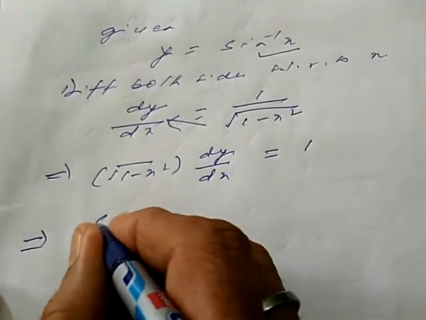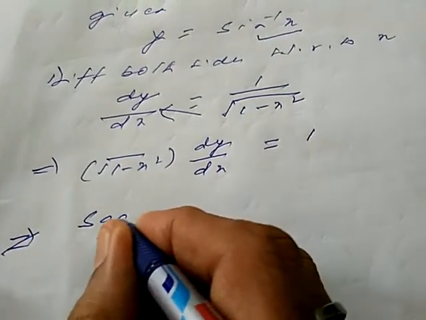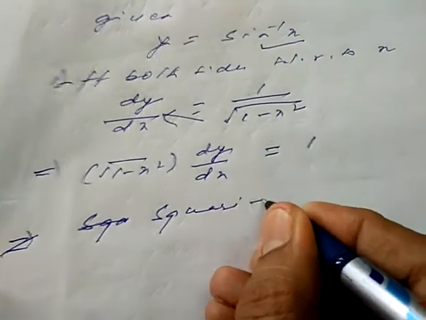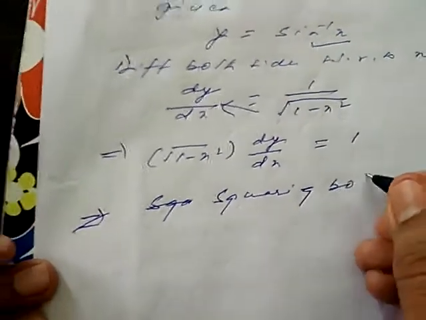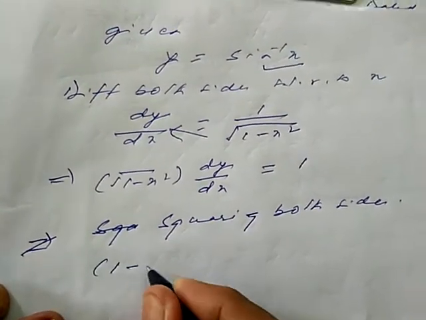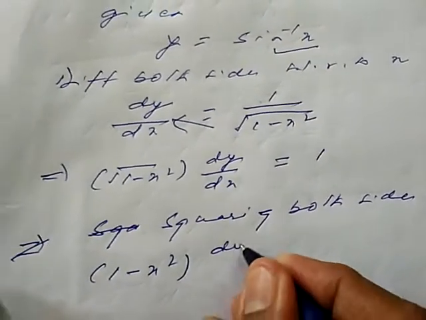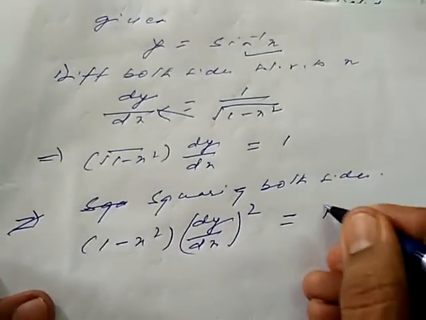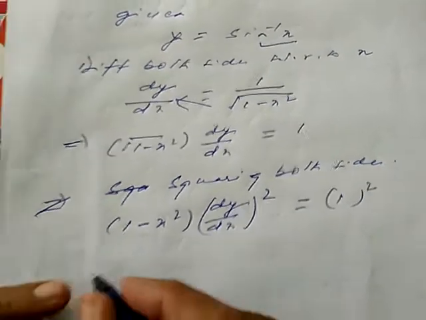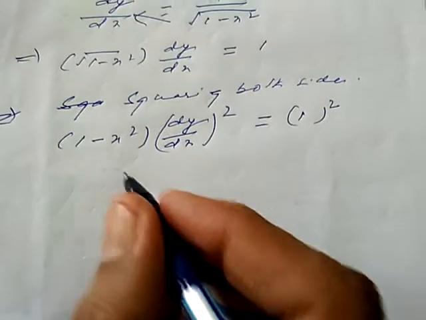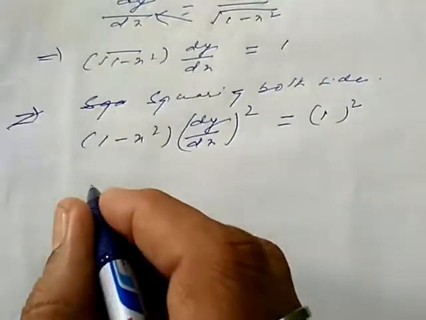Now for further proceeding, I am squaring both the sides. This is 1 minus x square dy by dx whole square, and that will be equal to 1 square. Now our motive is to go for the derivatives in terms of the second order, because the proof involves the second order derivative.